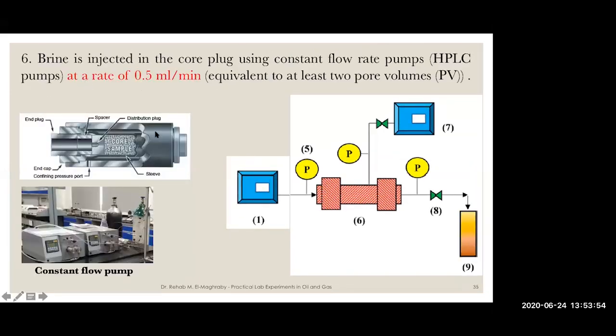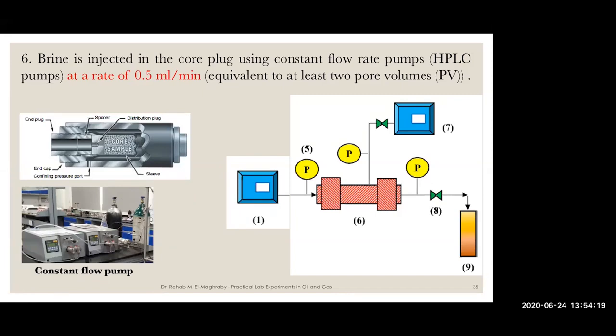So for this brine, you will use the constant flow injection pump to inject it. You have your brine prepared. It is an HPLC type pump, not a peristaltic pump. Okay. So you will choose the flow setting, 0.5 milliliter per minute, and then you will start injection. You will continue injection for 2 pore volumes.